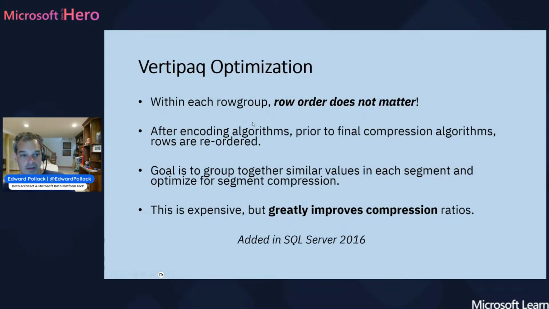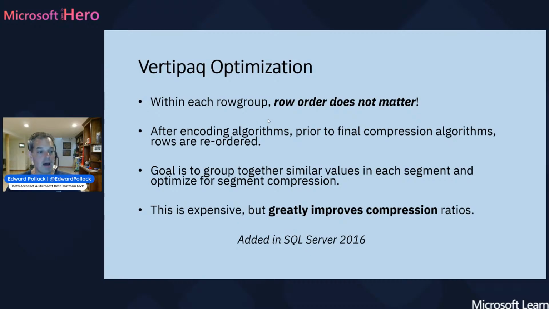Now, I mentioned the idea before, and it wasn't by accident, that order doesn't matter in column store indexes. It doesn't matter one bit. Within each row group, the row order doesn't matter. Nothing matters in terms of order inside each individual row group. So therefore, after you apply compression, before you're completely done, it encodes the data, and it'll then automatically reorder the rows. This is just an automatic thing that happens in the background.